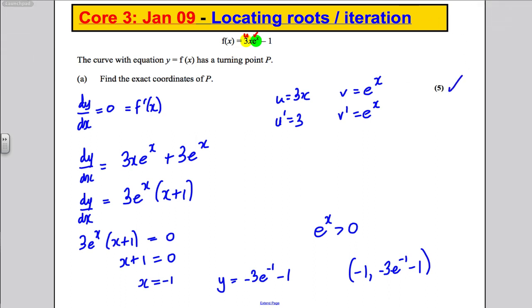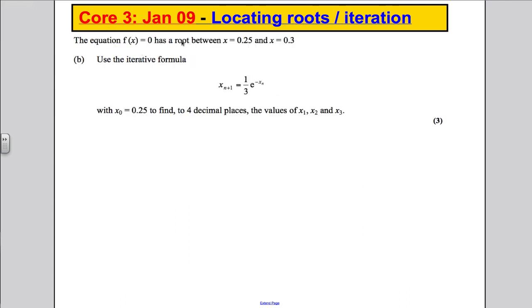Okay, next part. F of x is 0 has a root between 0.25 and 0.3. Use the iterative formula here with x0 to be 0.25 to find x1, x2 and x3 to 4 decimal places. Same old stuff here. Type in your calculator 0.25 and then equals. If you do that, it would make 0.25 into ans, and then to get x1 and future ones, you type in a third e to the negative ans, and that will get you your x1, your x2, etc.